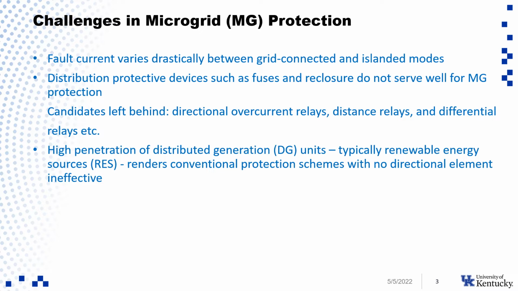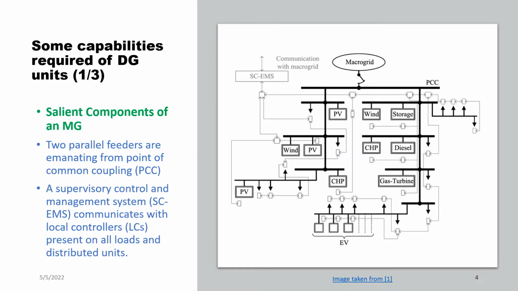Another issue in microgrid protection is the high penetration of distributed generation units. Typically, renewable energy resources or RES render conventional protection schemes with no directional element ineffective.